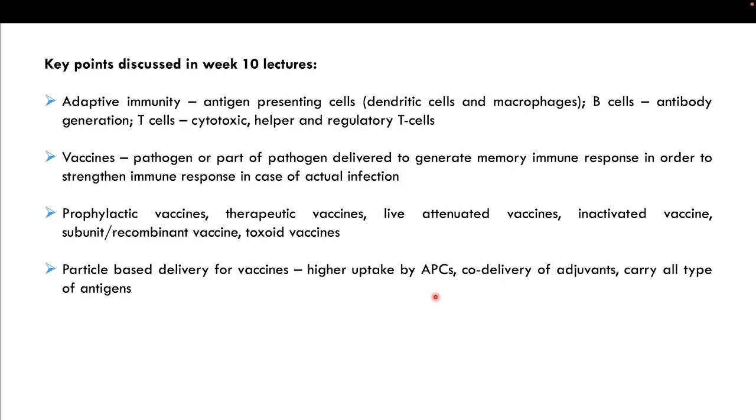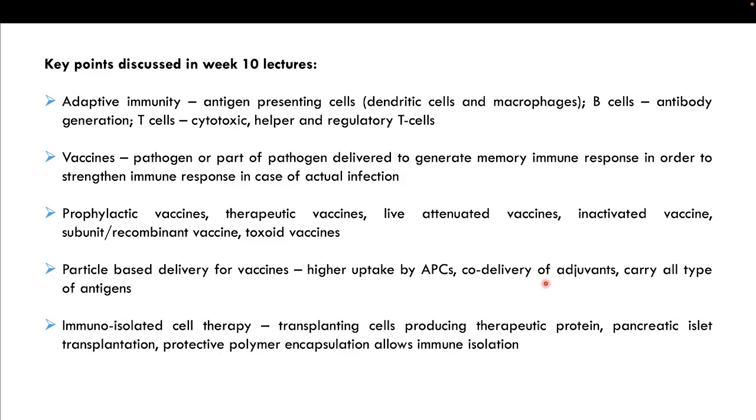Another advantage of delivering vaccines through particles is co-delivery of adjuvants. Adjuvants are molecules which help your immune system to launch a very strong attack. So they enhance the immune system. Along with your antigen, you can also deliver adjuvants because of this particle method. And the next advantage of this method is it can carry all types of antigen. Your antigen need not necessarily be a protein. It could be DNA, it could be RNA. All of these could be delivered by making micro and nanoparticles.